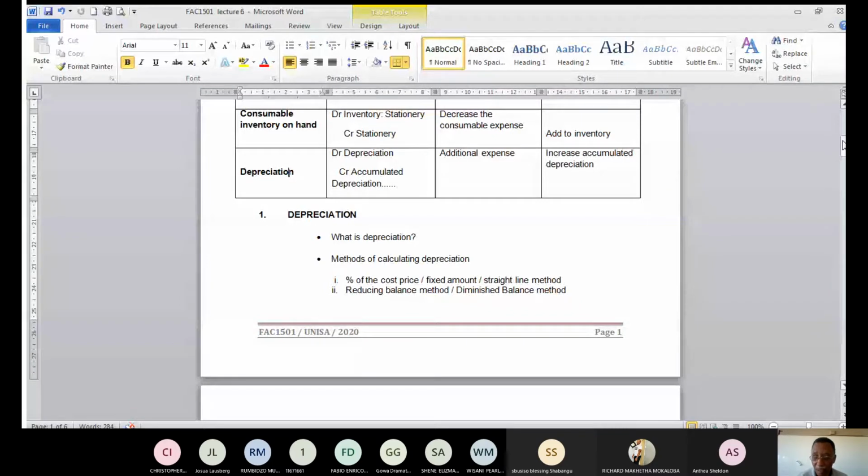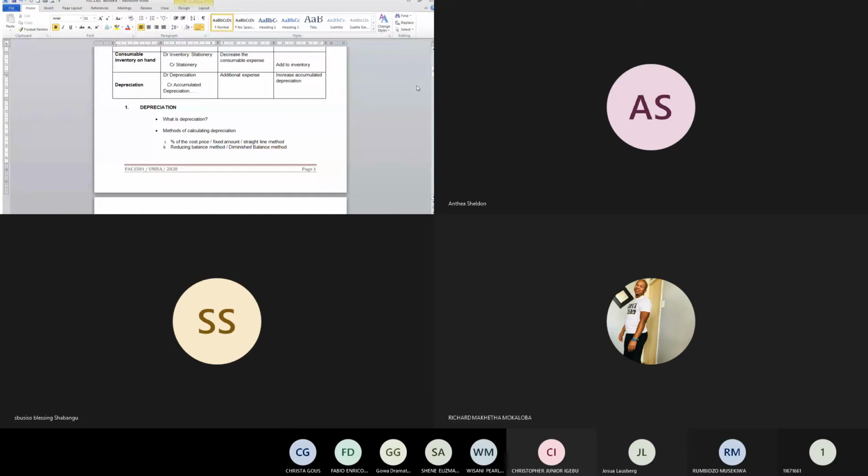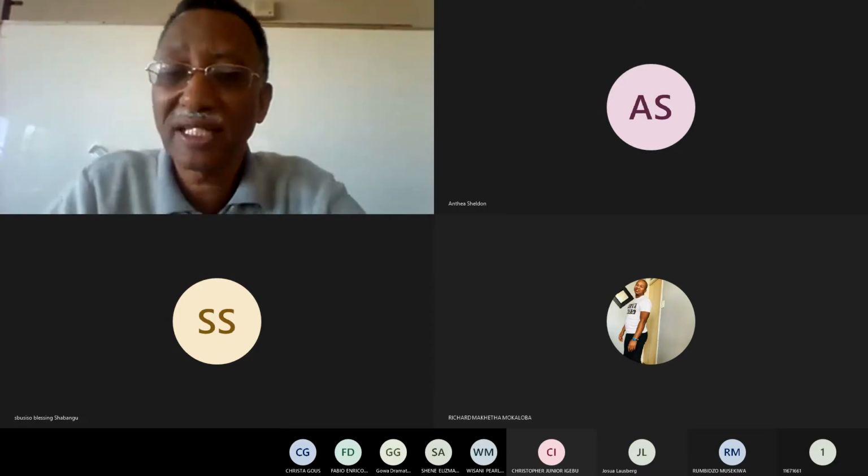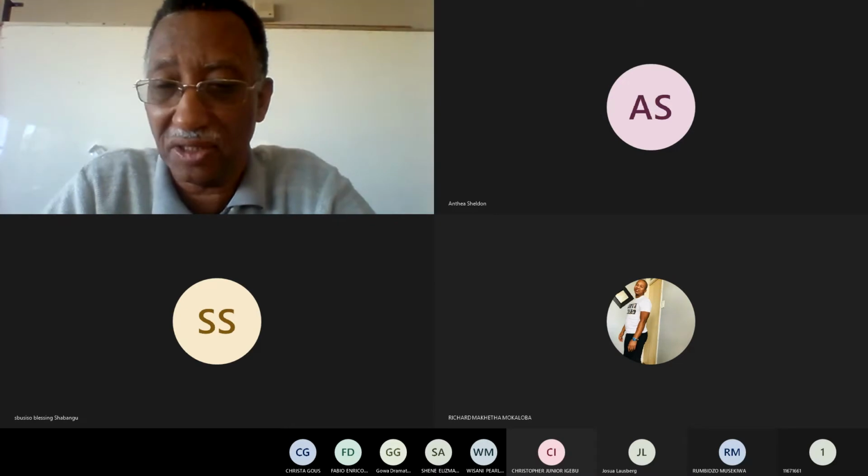decrease in value due to wear and tear. So whenever you are using the vehicle over a period of time, the value of that vehicle will decrease, and the amount by which the value of the vehicle will decrease, we call that depreciation. The next term that you must understand is the term called accumulated depreciation. Accumulated depreciation will mean the sum of all the depreciations.